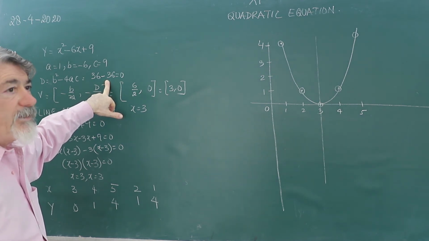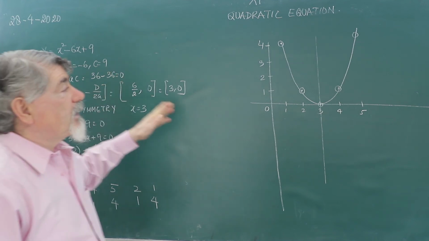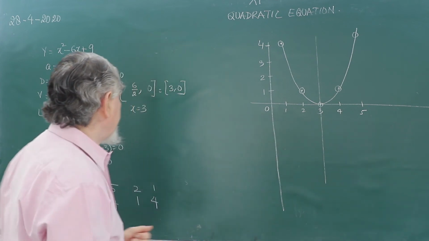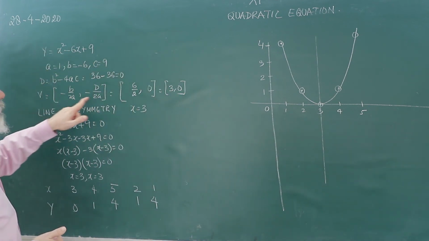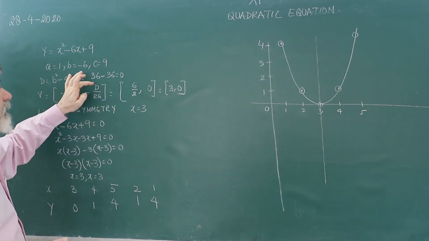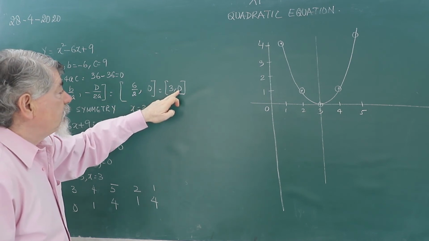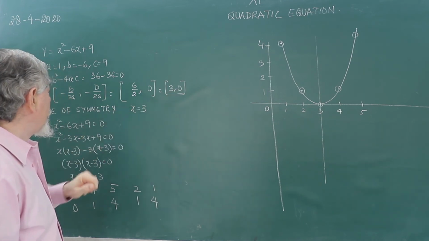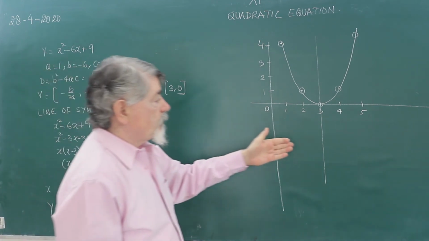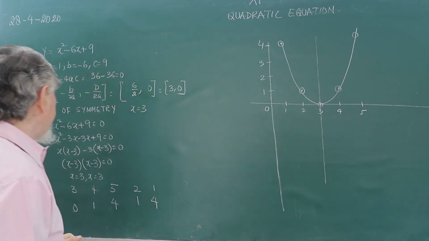If the discriminant is 0, that means it is going to have equal roots, and that means the graph will not be cutting the x-axis, but it will be touching the x-axis. Vertex is minus b upon 2a, minus d upon 4a. From that we got the vertex as 3 and 0. Line of symmetry will be x is equal to 3. So I have drawn a vertical line at x is equal to 3.